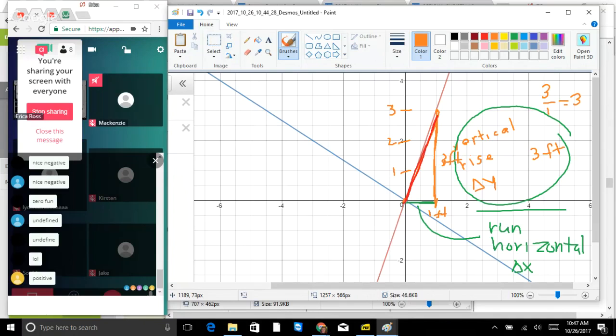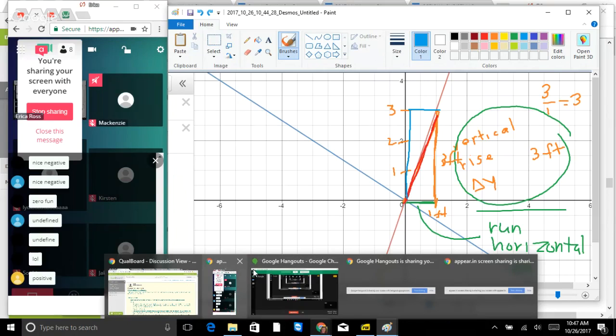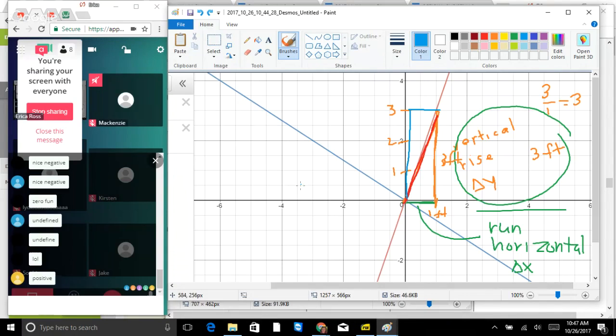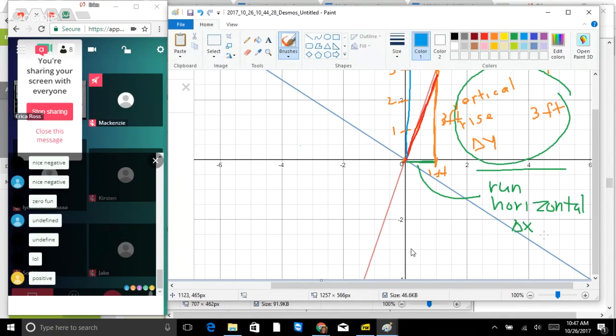All right, so if I go up 3 and over 1, I get to my line. If I could keep going on my graph, which I can't because this is just a static graph. But if I go back to my Desmos graph, if I have it somewhere. Oh, here we go. Let's go the other way.